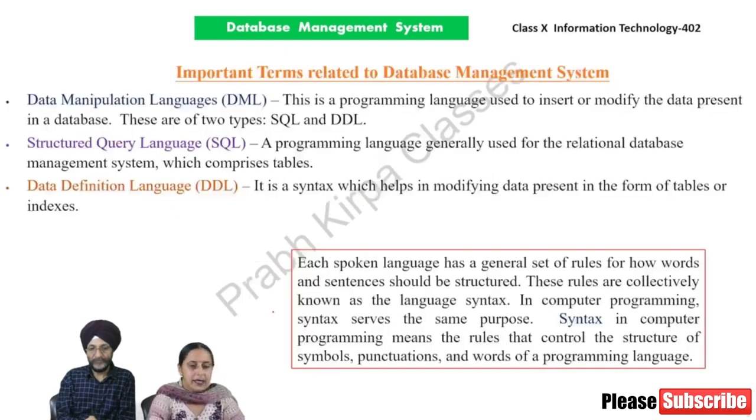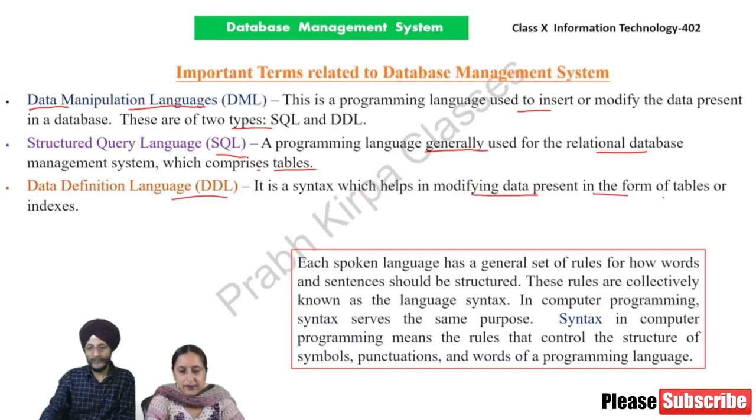Important terms related to database management system. Data manipulation language. This is a programming language used to insert or modify the data present in a database. There are two types, DML and DDL. SQL, structured query language, is a programming language generally used for the relational database management system which comprises tables. Data definition language is a syntax which helps in modifying data present in the form of tables or indexes.